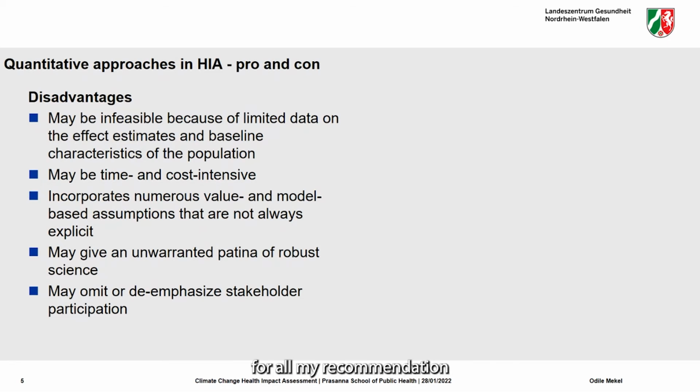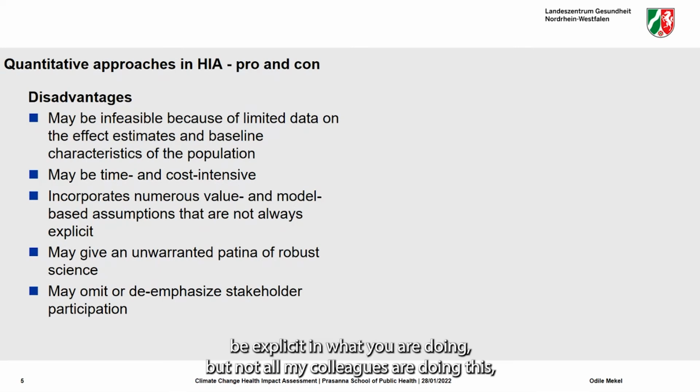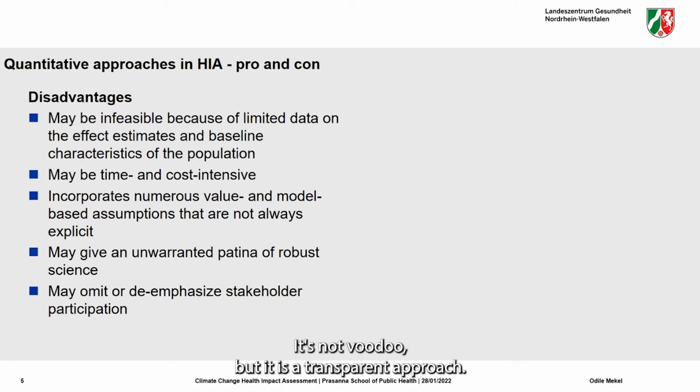And for all of this, my recommendation, having worked in this area for several years, is to be explicit in what you are doing. But not all my colleagues are doing this. So this is sometimes criticized, and therefore others call it voodoo. It's not voodoo, but it is a transparent approach. Also, people say that a number like 3 in 1,000 cases could give an unwarranted patina of robust science, and it may omit or de-emphasize stakeholder engagement.